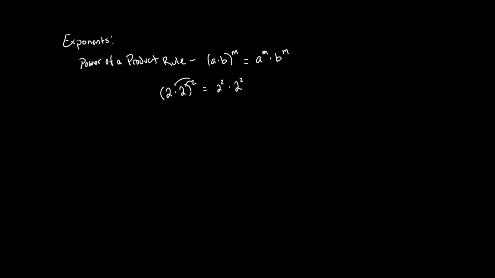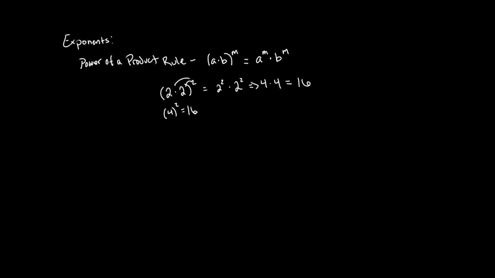So essentially what we have here is the number 4. 2 times 2 is 4 raised to the 2, which equals 16. Now let's see, 2 raised to the 2 equals 4. 2 raised to the 2 also equals 4. 4 times 4 is 16. So we see how this works.